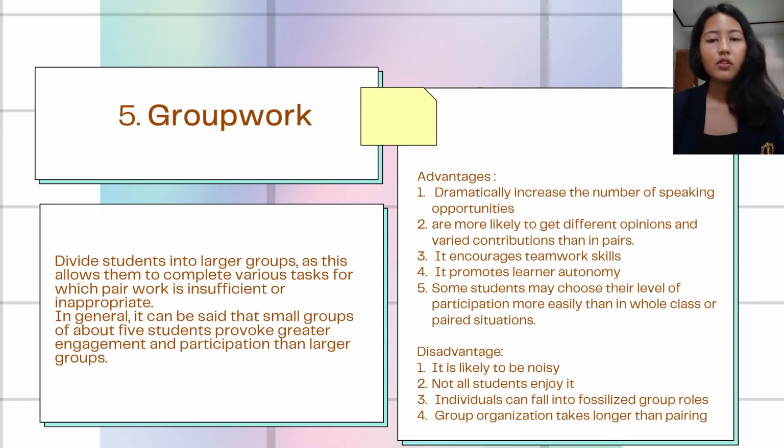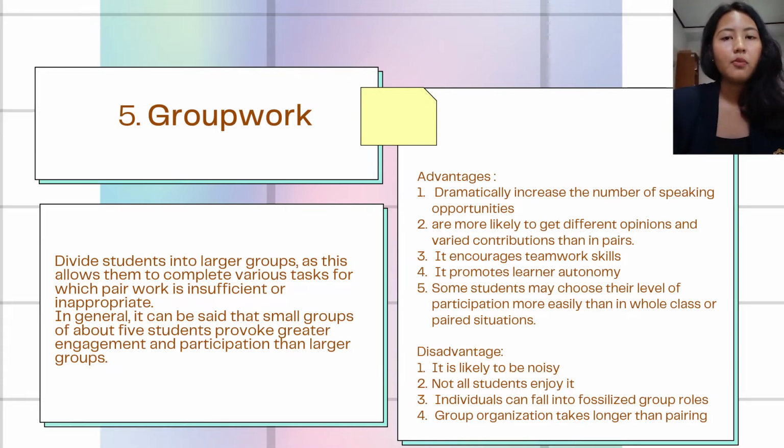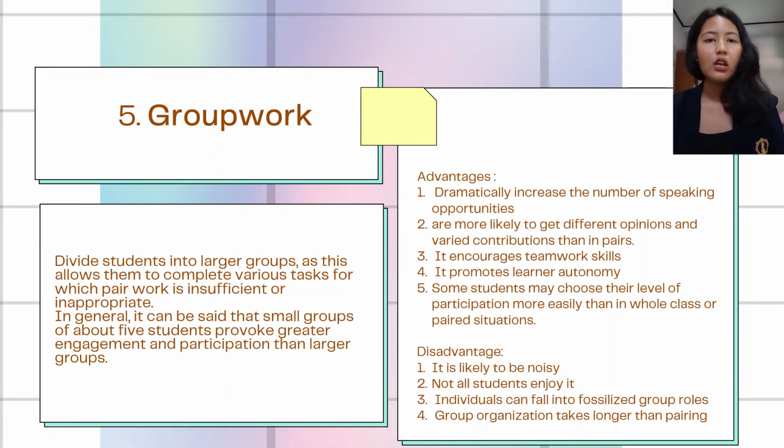And the advantages of group work are, like pair work, it dramatically increases the number of talking opportunities for individual students. And two, unlike pair work, because there are more than two people in the group, personal relationships are usually less problematic. There is also a greater chance of different opinions and varied contributions than in pair work.